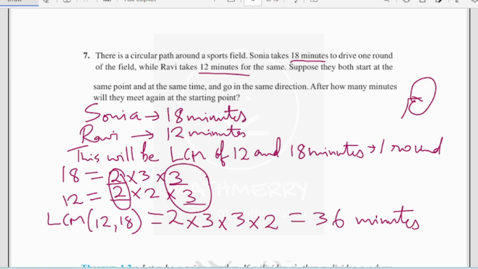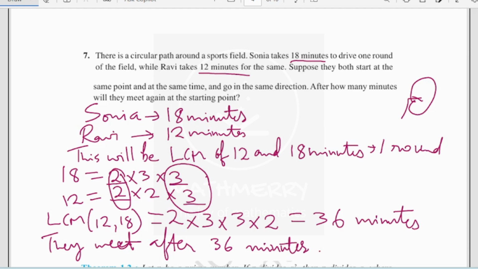Therefore Ravi and Sonia will meet together at the starting point after 36 minutes. They meet after 36 minutes. Okay, I hope this is clear for you.